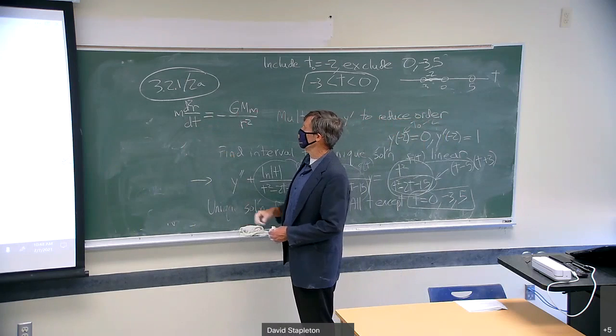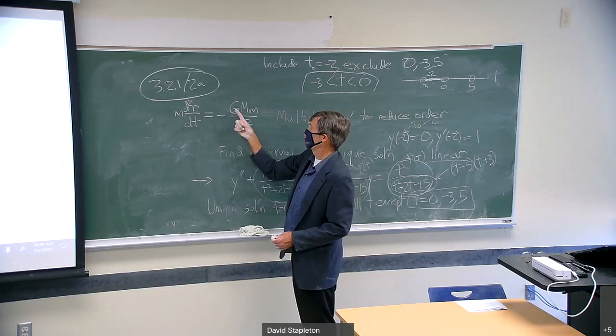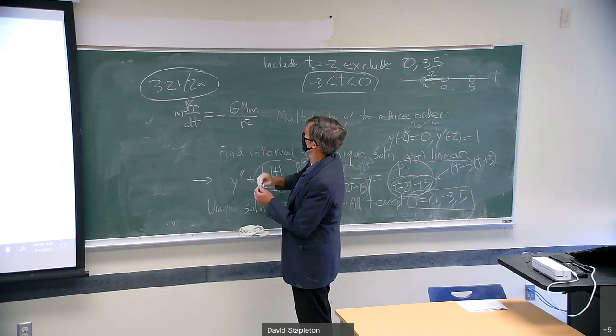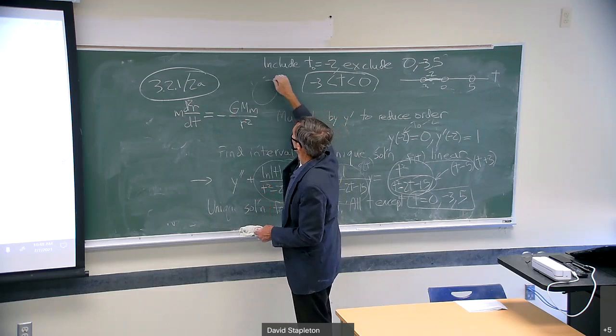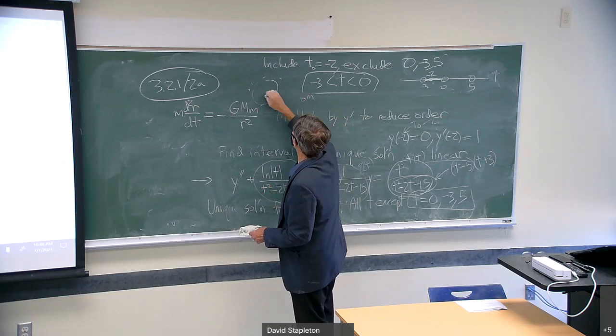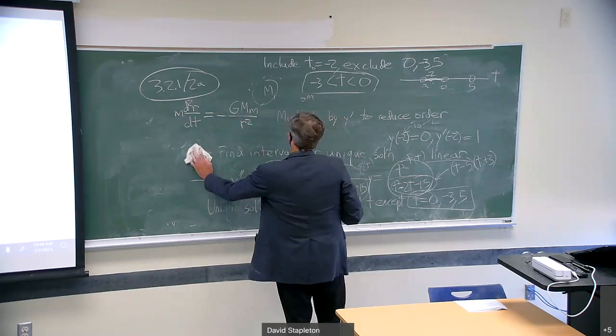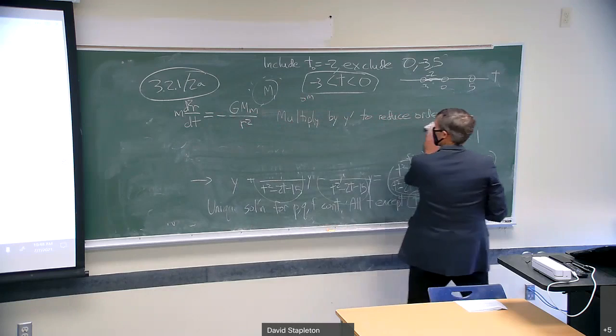I've seen gravity before, right? Mass times acceleration equals, this is Newton's law for gravity, minus the gravitational constant times the mass of the big thing, like the sun, times the mass of the little thing, the earth or whatever, over r squared. This is the gravitational force law, the radial component of it.